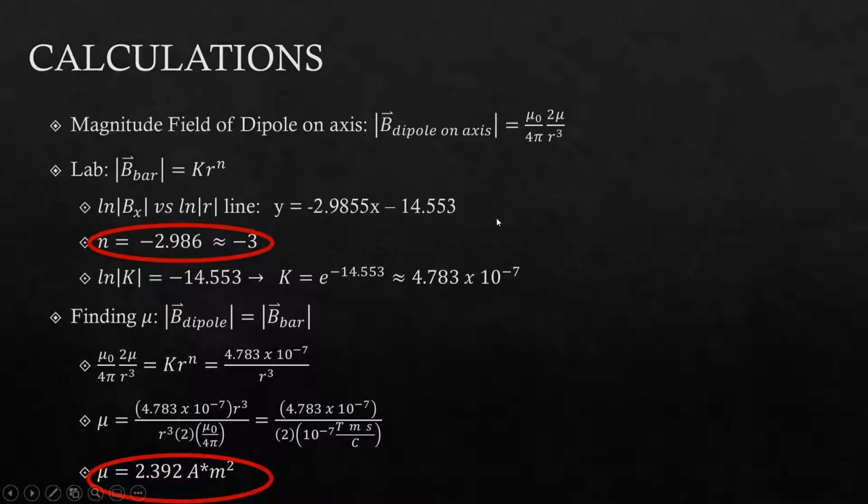For the calculations, you could take the equation of the line we had earlier, and its slope is n. So I got negative 2.986, and then its y-intercept is ln of k. And with this, you could solve for k to get 4.783 times 10 to the negative 7th. And knowing k and n, you could set the equation for Biot-Savart law of a dipole to the distance dependence of a magnet. And then you could rearrange to solve for mu. And once you rearrange and plug in your knowns, you get that mu is 2.392 amps times meter squared.